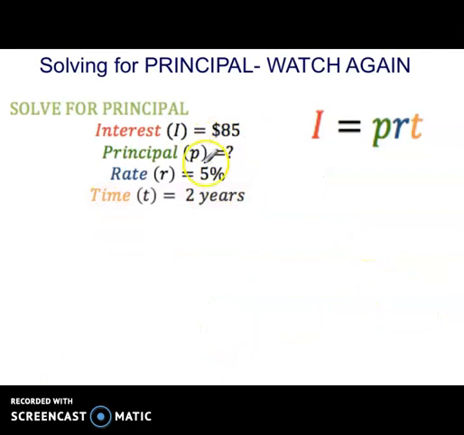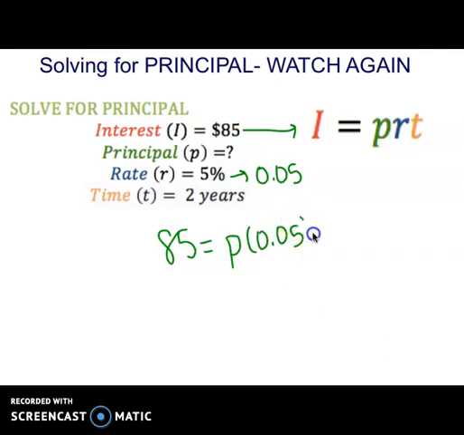Please watch one last time. I will show you how to solve for the principal. So the same thing, 85 is my interest. I don't know the principal, so I let that be P. The rate is always a decimal when we put it into our equation. So in this case, it's 500ths, and the time in this case is 2 years because the time is always in years, right? So I do 500ths times 2, and I get 1/10 P equals 85.